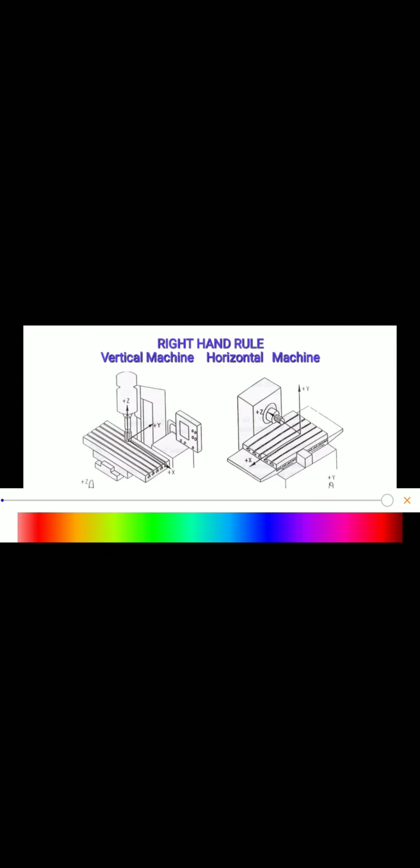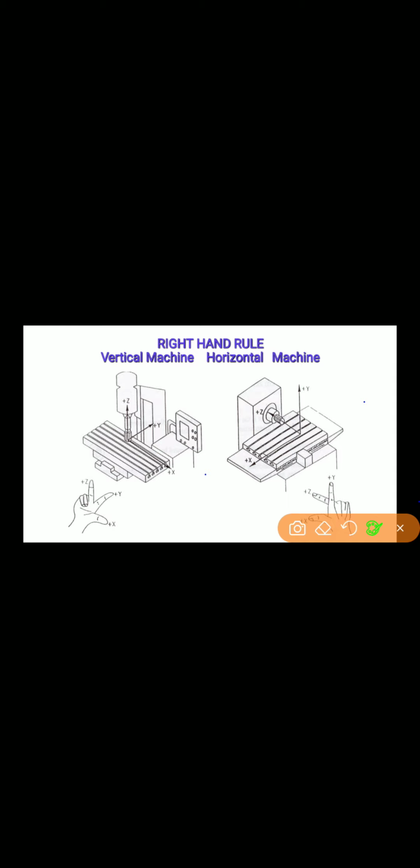In this diagram we are talking about the right hand rule. Here you will see we are talking about the vertical machine, meaning the milling machine and the drilling machine. In that case these are the direction conventions we have to keep in mind.